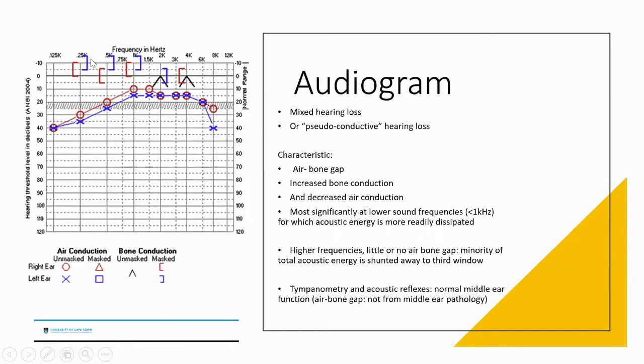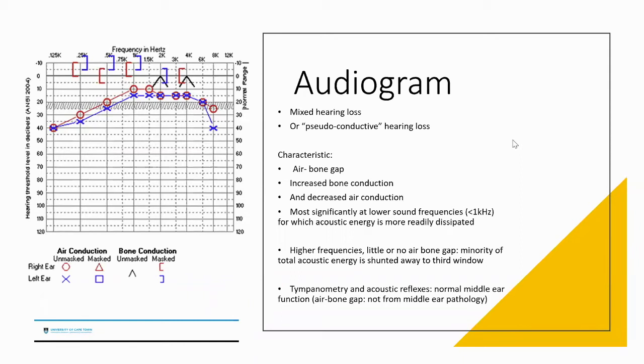And this kind of image occurs most significantly at your low frequencies, so less than 1 kilohertz. That's because at less than 1 kilohertz, your acoustic energy is a lot more readily dissipated than at the higher frequencies. So that's why you see it more pronounced in this area rather than in your higher frequencies. In your higher frequencies, you'll see little or no air-bone gap, because very little acoustic energy is actually shunted away to a third window at the higher frequencies.